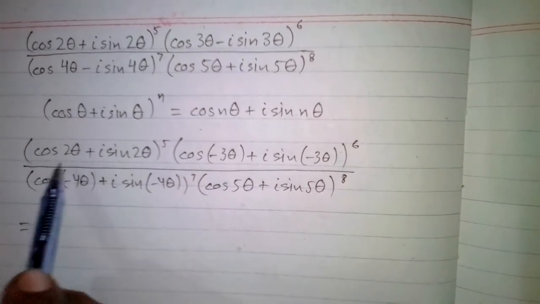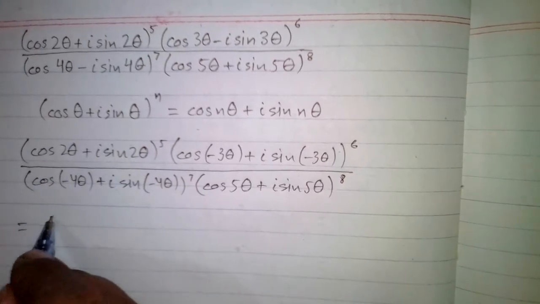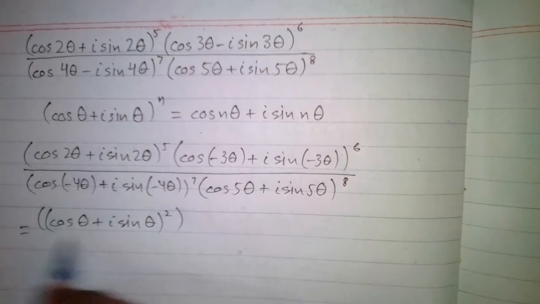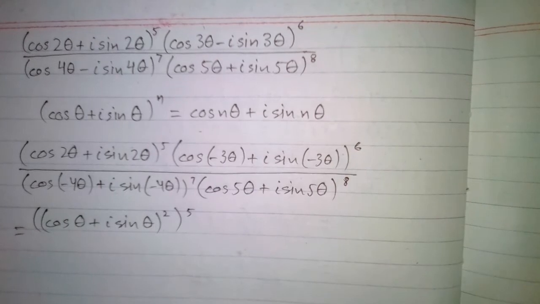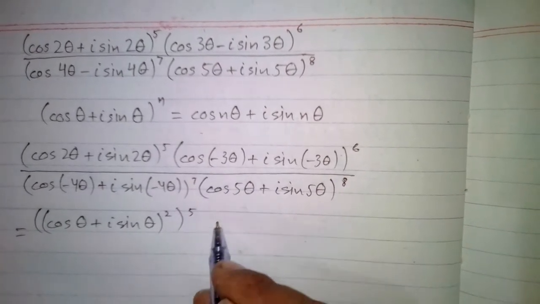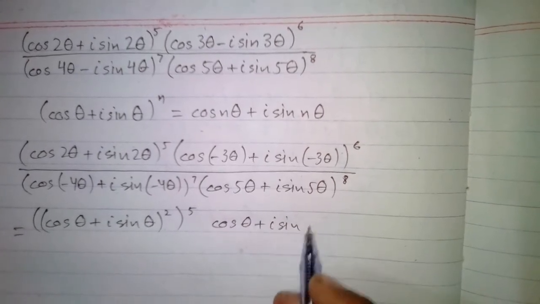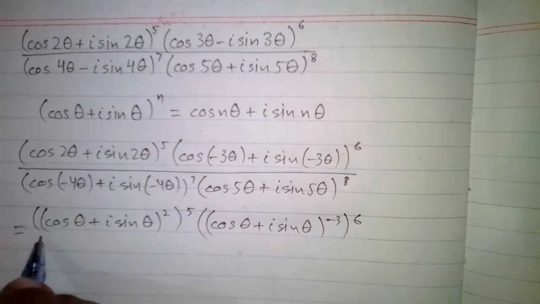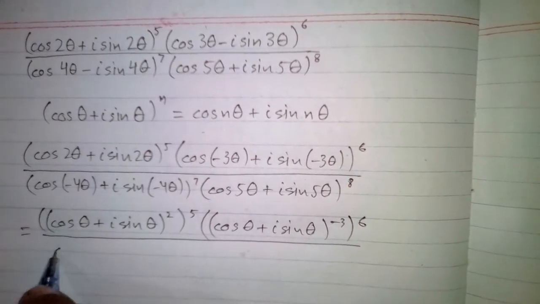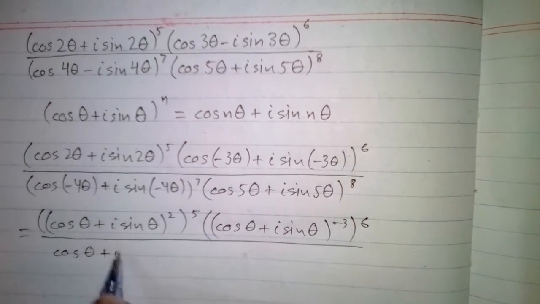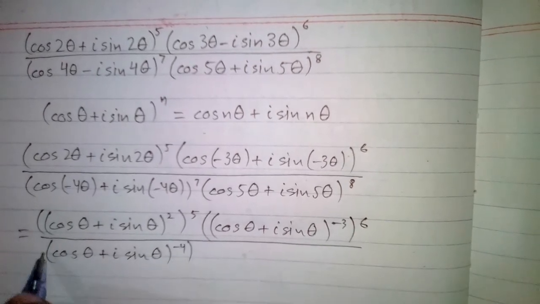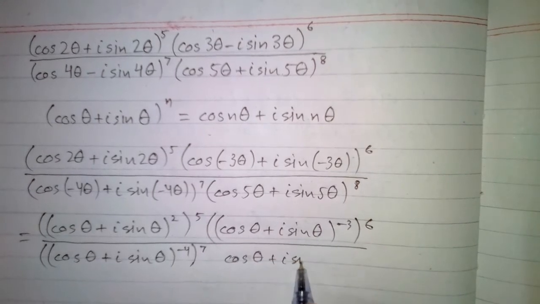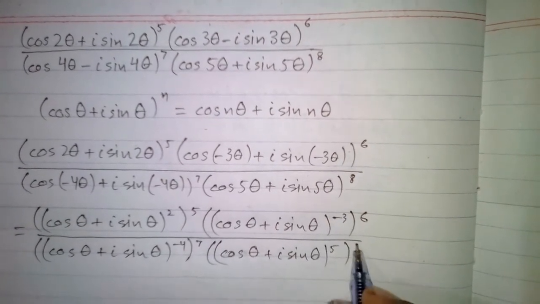Now we can apply De Moivre's theorem on cos 2θ + i sin 2θ. So this will be equal to (cos θ + i sin θ) raised to the power 2, and this will be this raised to the power 5. Then cos(−3θ) + i sin(−3θ) will be equal to (cos θ + i sin θ) raised to the power −3, and this whole thing raised to the power 6. Now cos(−4θ) + i sin(−4θ) can be written as (cos θ + i sin θ) raised to the power −4, and then whole raised to the power 7. Then (cos θ + i sin θ) raised to the power 5 and whole raised to the power 8.